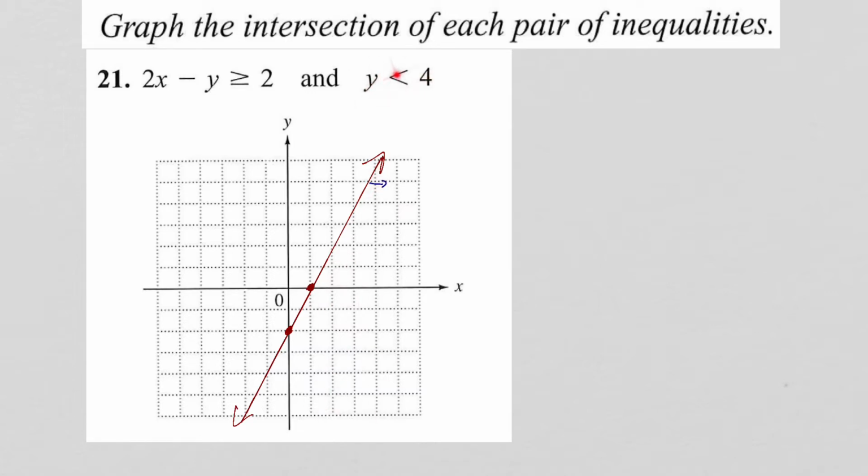Okay, now, y is less than 4. This is a horizontal line at positive 4, but it's dashed because there's no equal sign. So I'm going to put a dashed line here. Arrows on either side. Now, less than means I'm shading to the lower side of this. So I'm shading down. Because I'm after the and, I only want the things that are to the right of this line and lower of this line. So this intersecting portion right in here.